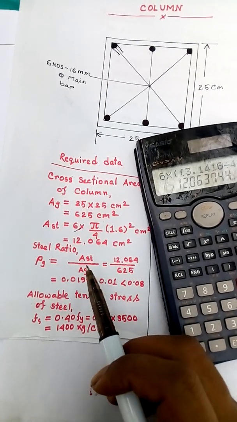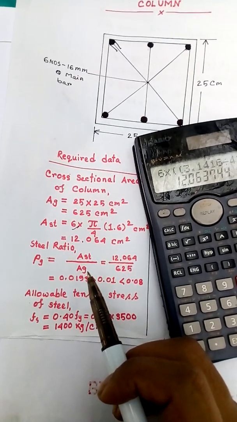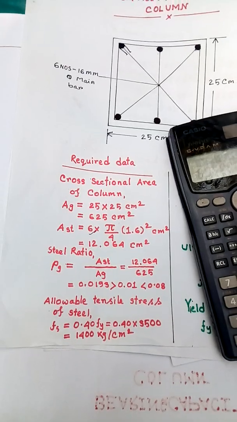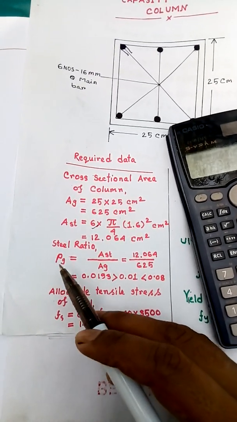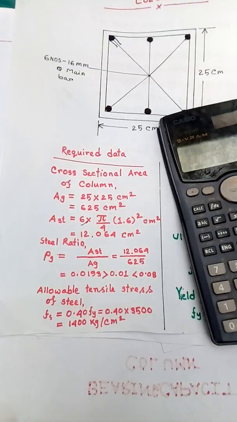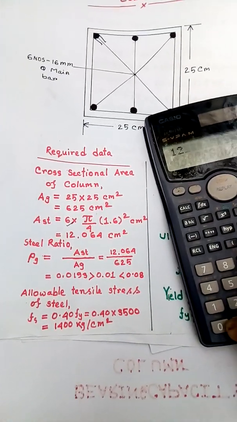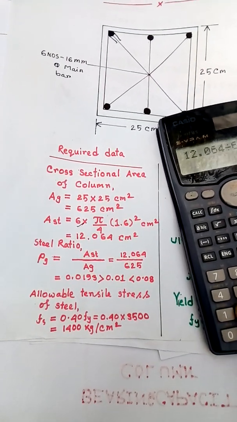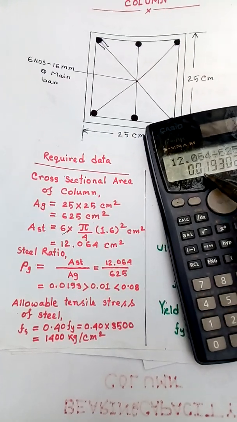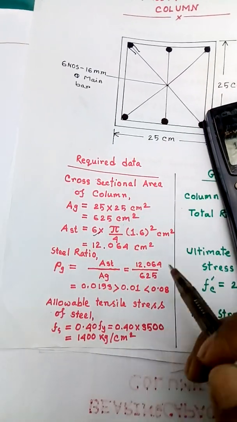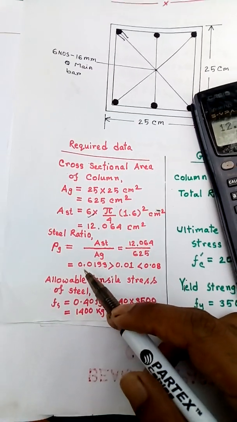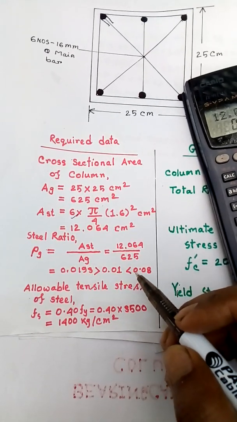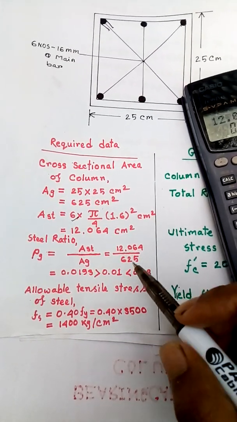Steel ratio rho g equals area of steel divided by area of the cross section of the column. Then we can get the value of steel ratio rho g: 12.064 divided by 625, equal to 0.0193, which is greater than 0.01 and smaller than 0.08.